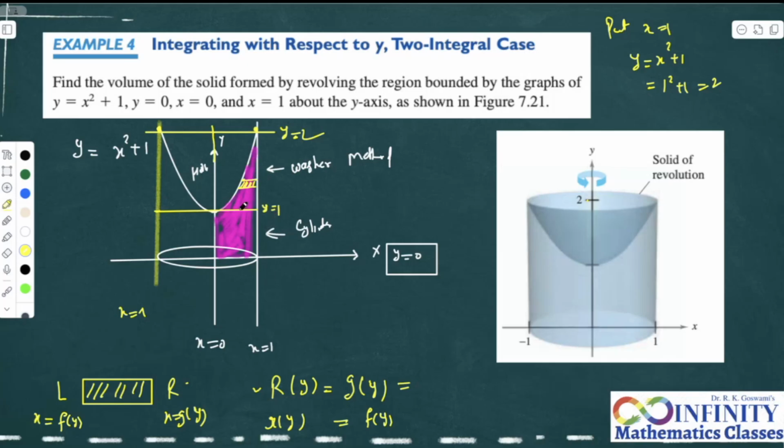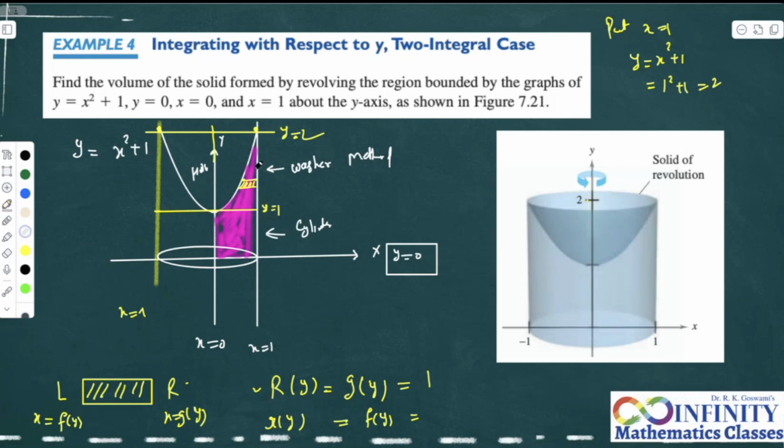It's going to be this line. Yes. And this line is x equals 1. So as per this observation, this is going to be the right side curve. Left side curve is going to be, please help me.